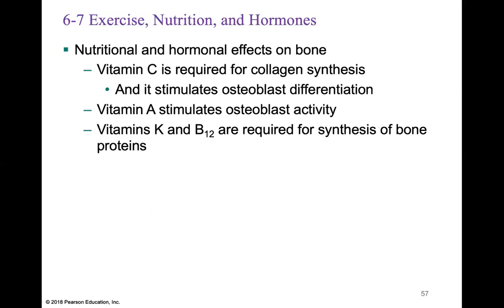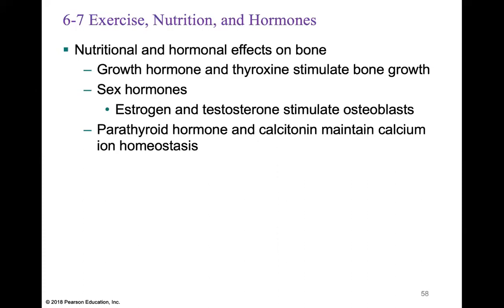Vitamin C is required for collagen synthesis, and it stimulates osteoblast differentiation. Vitamin A stimulates osteoblast activity, and vitamins K and B12 are required for the synthesis of proteins, specifically those bone proteins. Growth hormone and thyroxine will have effects on bone development. Essentially, growth hormone and thyroxine will help to thicken up and strengthen the bones.